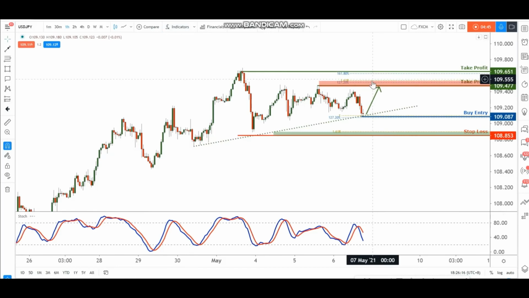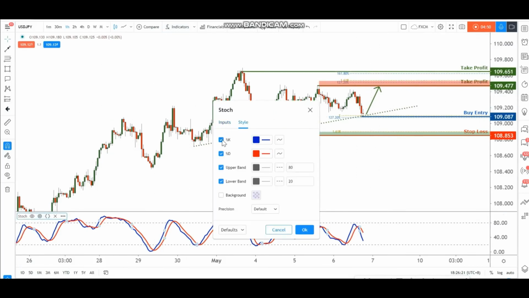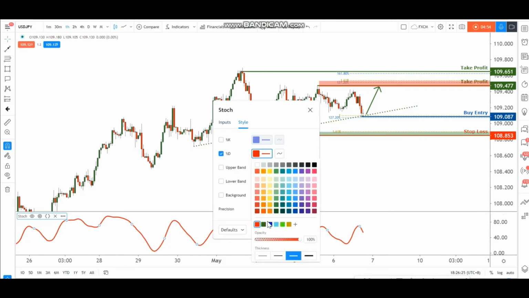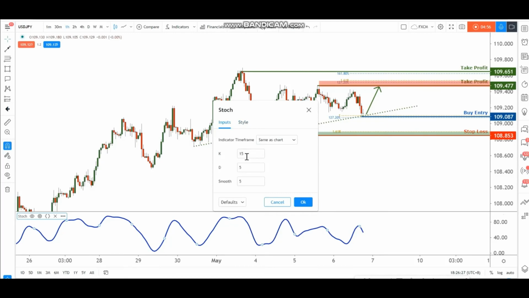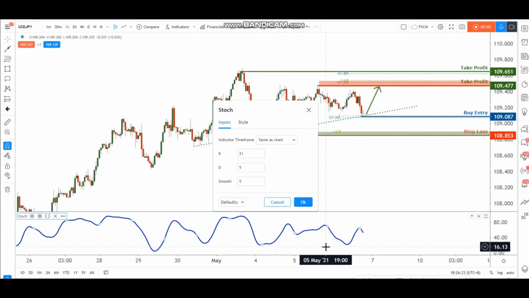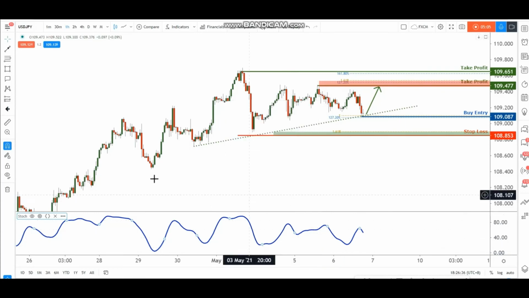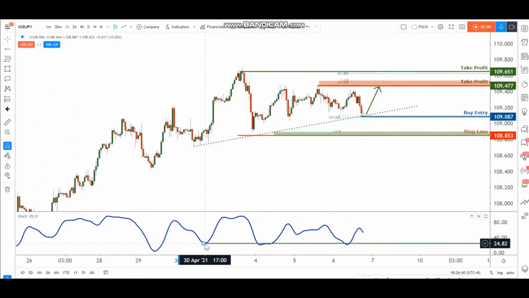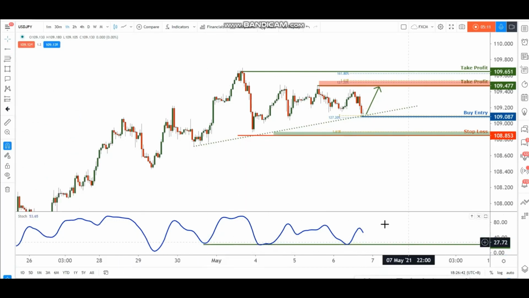If I open up stochastics, and if I were to open up the D% line only, and change it to blue, and if I were to open up the 21-day stochastic, you can see that the stochastic is approaching a support level, which is potential for a bounce right here. So stochastics is approaching our 21.92 level, potential for a bounce.